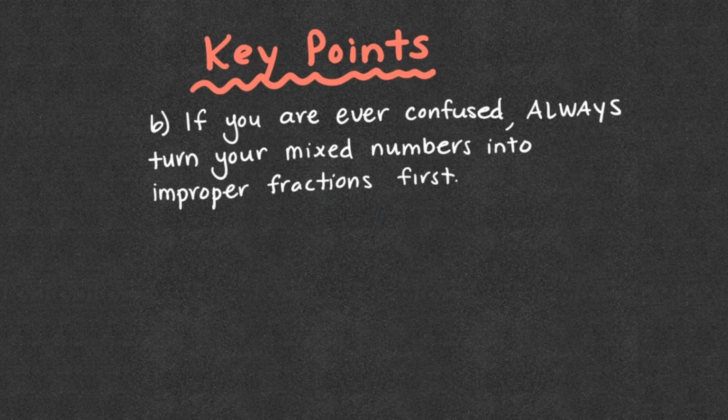6, if you are ever confused, always turn your mixed numbers into improper fractions first. That is a fail-safe way of always doing it. If you turn everything into improper fractions first, it's going to be much easier. There's only one issue with improper fractions. You generally end up with larger numbers. So that's the only downside to improper fractions, is that a lot of your numbers will end up being larger.